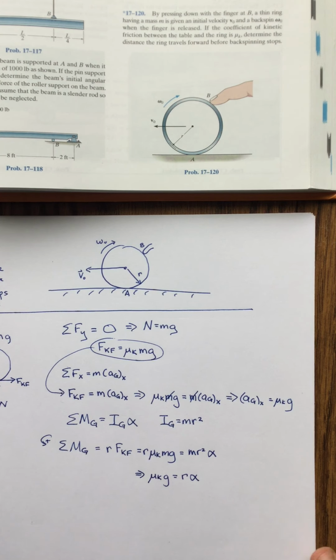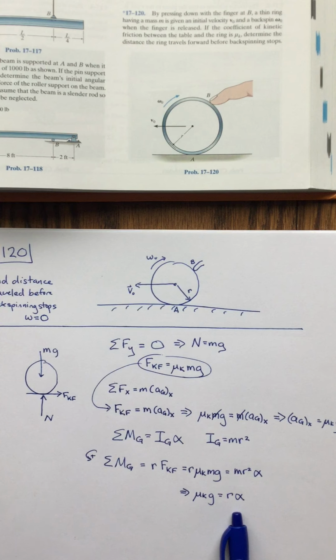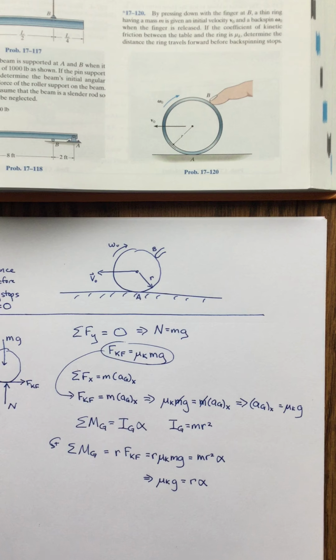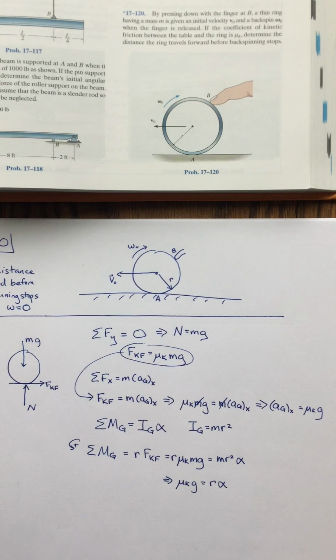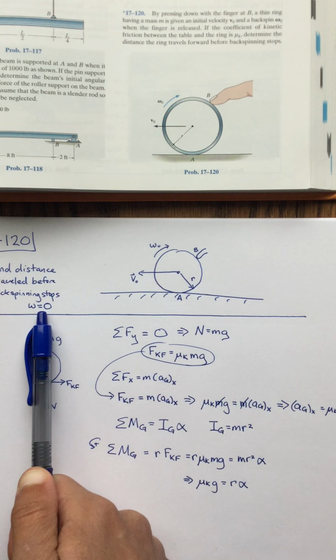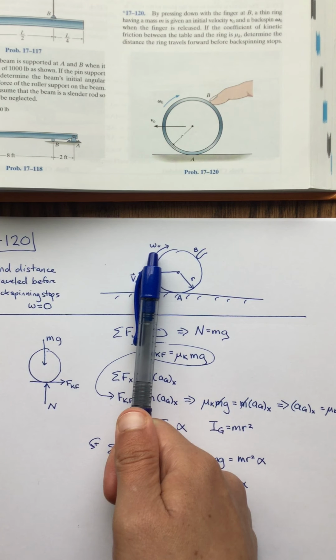And I was asked to find the distance traveled before the back spinning stops. So I have here the angular acceleration, and I have here the acceleration of the ring. I need to find the distance traveled before the back spinning stops. I can use what I'm given here, which is the angular velocity when the back spinning stops is 0. And I know initially the angular velocity has a magnitude of omega naught.